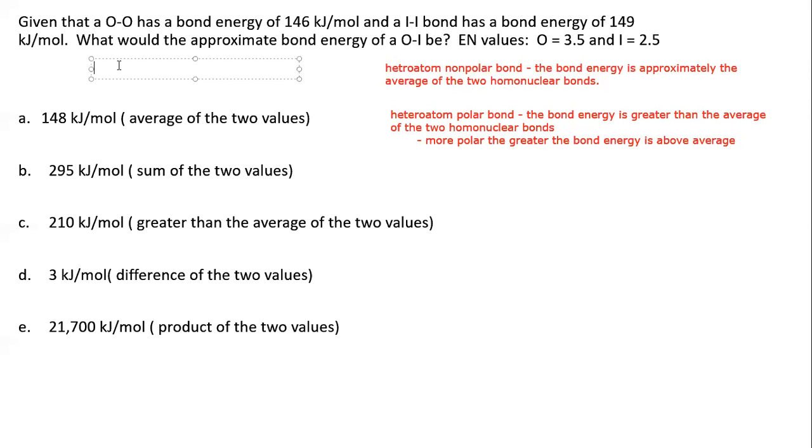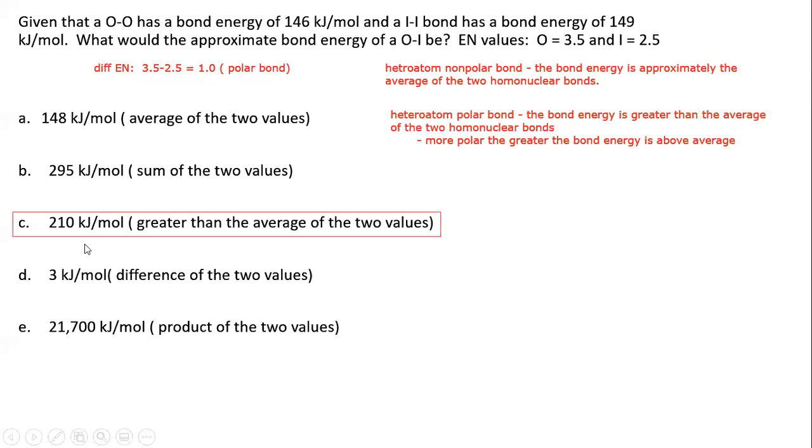So if we look at the difference in electronegativity, we have 3.5 minus 2.5. That's an electronegativity difference of 1. So this is a polar bond. Since it's a polar bond, it would be greater than the average of the two values. So therefore, it would be C. Again, this is an approximation method. It won't be exactly what it is in the table, just a way to approximate what the bond energy should be.